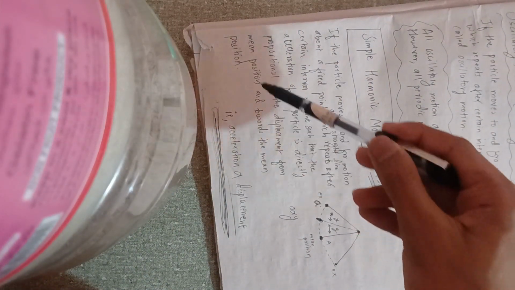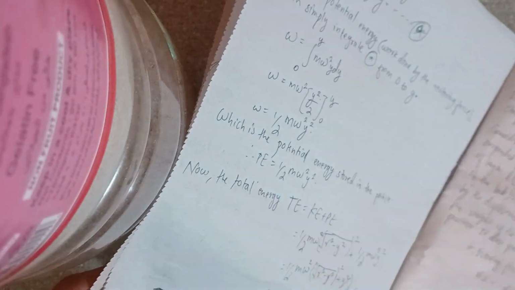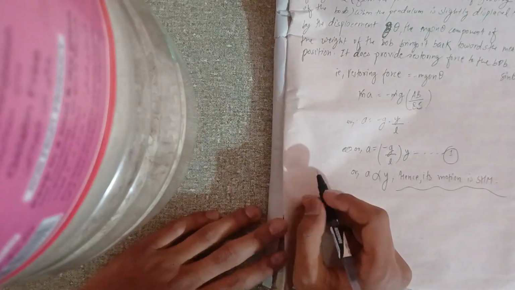Acceleration is proportional to displacement. This must happen for SHM to happen. So yeah, that happened right there, as you can see. So it is SHM. This much might be asked for in your exam, but it can again ask you the time period.